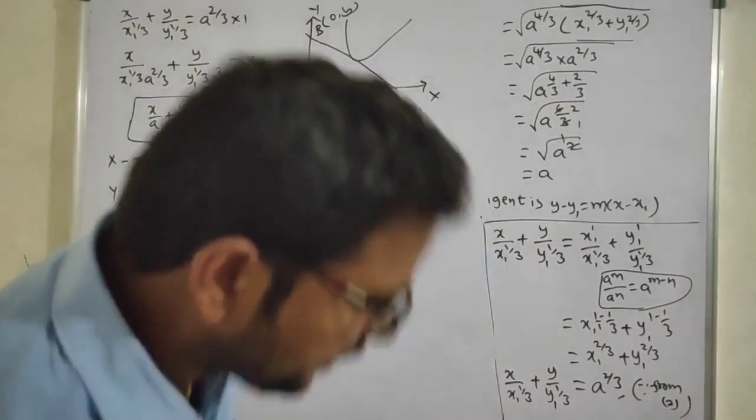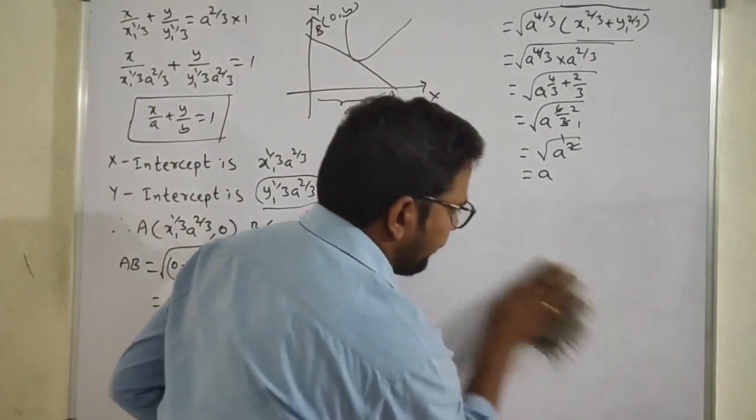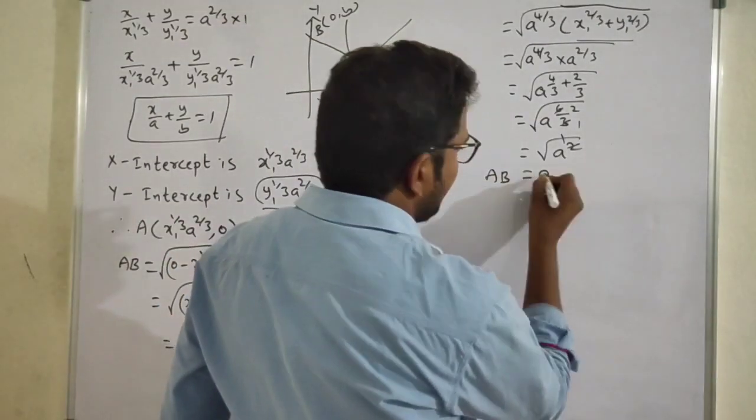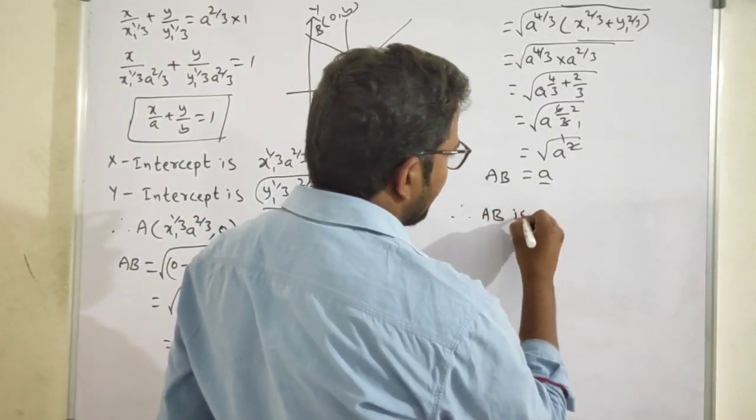AB is equal to a, and a is a constant. Therefore AB is a constant.